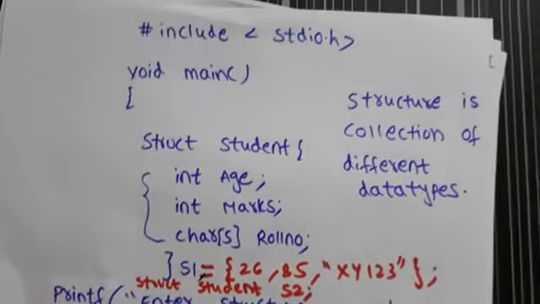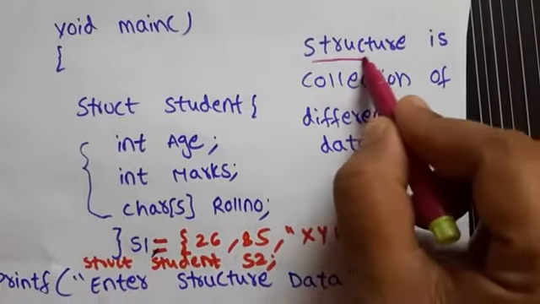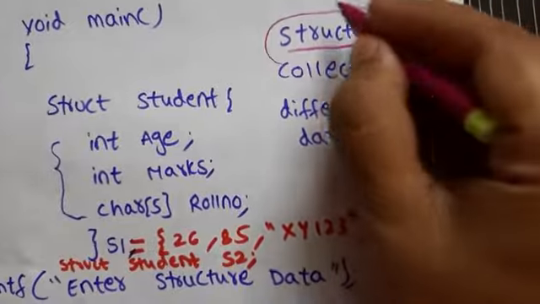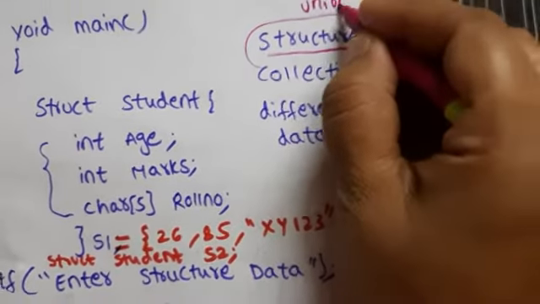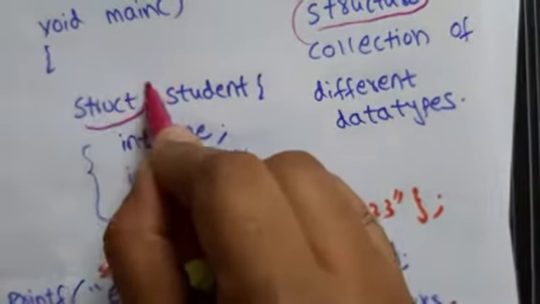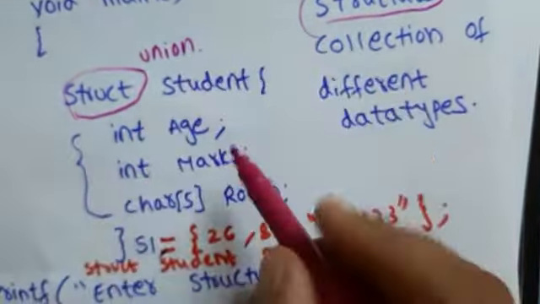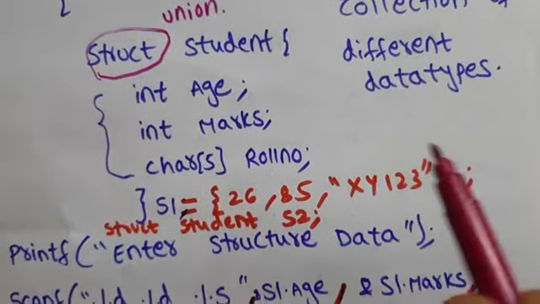Okay, so how to make the changes? Here also, union is a collection of different data types, so the definition of union is the same. Here the struct keyword is replaced with union, with the same student, age, marks, as we discussed already.